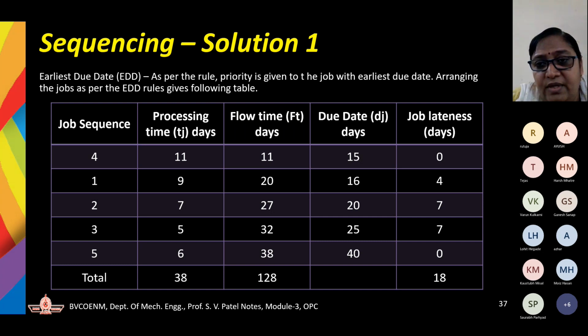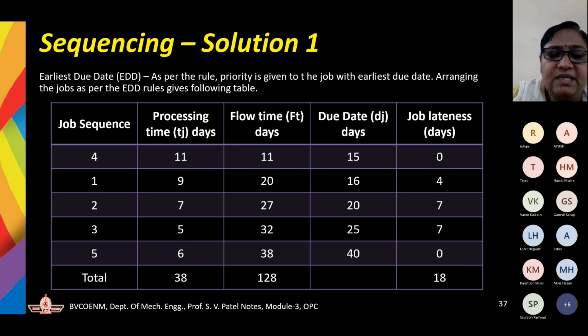We are entering first the fourth job, which requires 11 days to process. So flow time will be 11, due date is 15. No problem, no lateness is going to happen. Next one is job number 1. It requires 9 days. So 11 plus 9, after the 20th day we have completion of 2 jobs, 4 and 1. Due date is 16 and it is getting completed in 20 days. So how many days late? That is 4.